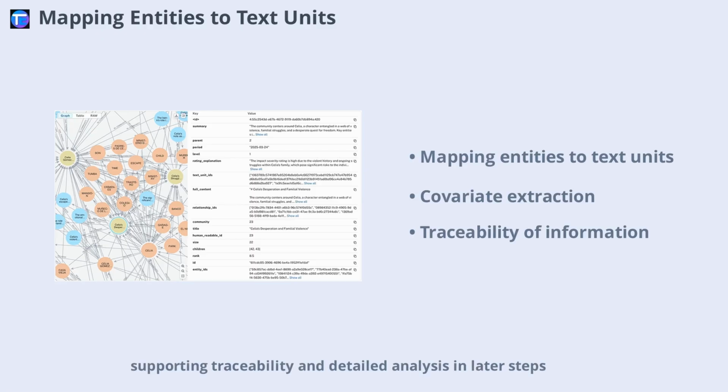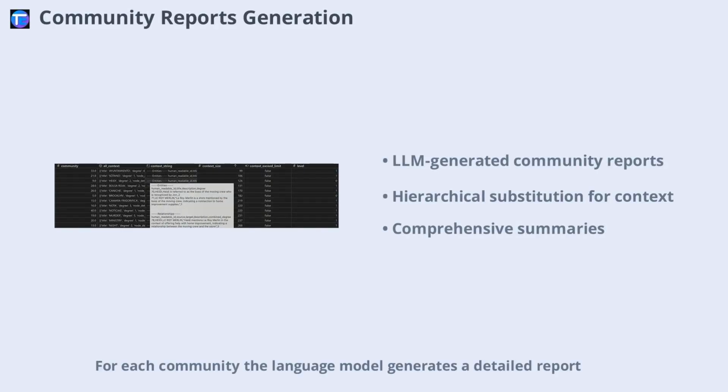For each community, the language model generates a detailed report, summarizing main events, themes, and key insights. If the context for a community is too large, the system uses hierarchical substitution, replacing raw data with sub-community reports to reduce length. If needed, further trimming removes less relevant entities and relationships. The final report combines a summary and a list of insights, providing a comprehensive overview of each community's significance within the document.